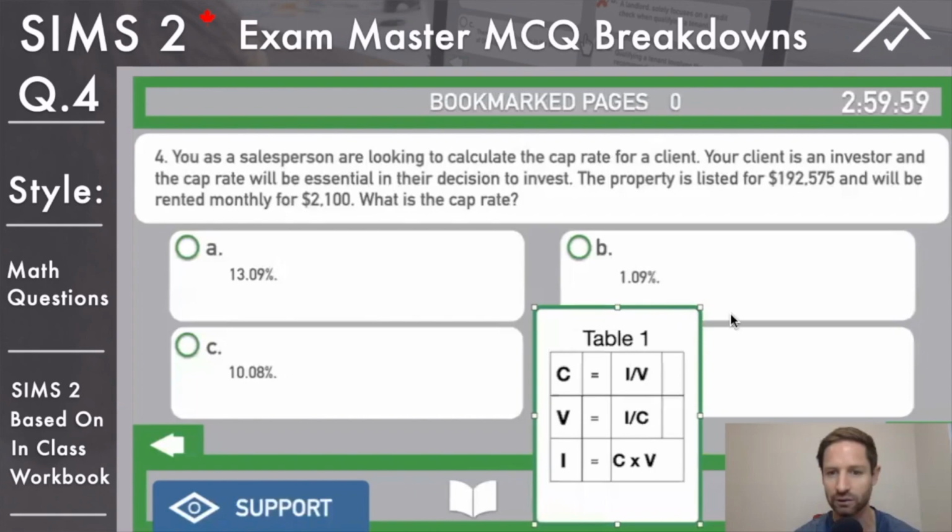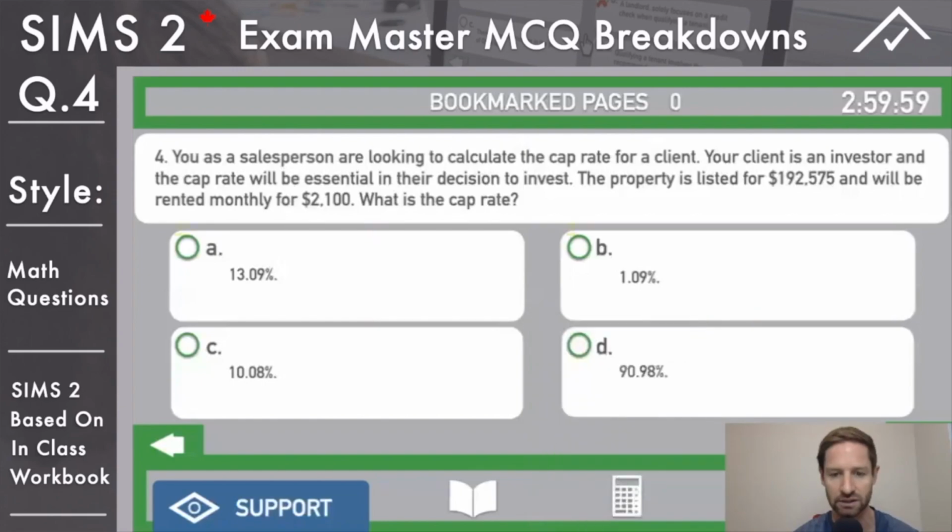And then you'll have a little note thing, separate to the formulas tab, to do calculations. It's going to be awkward, popping up like this and blocking everything, and that's annoying. But basically, what do we have for a cap rate? Perfect: I divided by V.